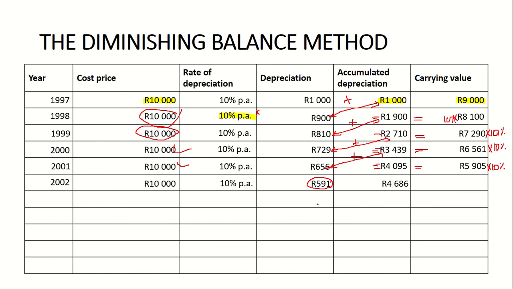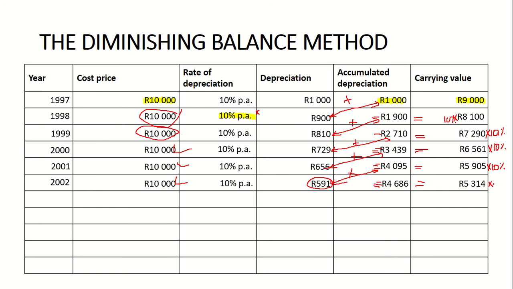Now I will have the accumulated depreciation of 4,686, which is a sum of those two, last year's accumulated depreciation plus this year's depreciation. For me to get this carrying value here, I will take 10,000 minus this year's accumulated depreciation, and it will give you 5,314.